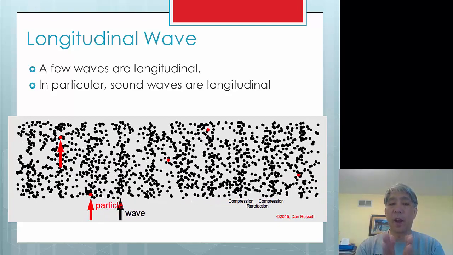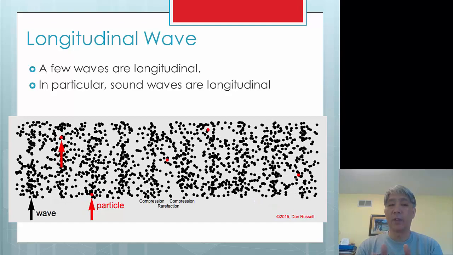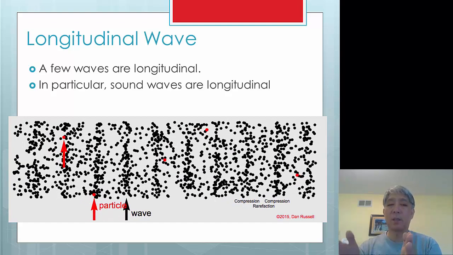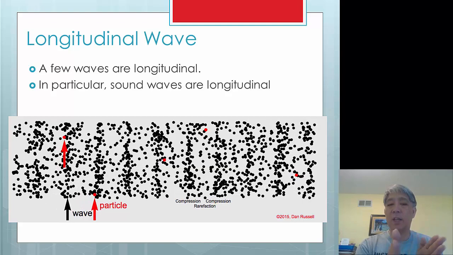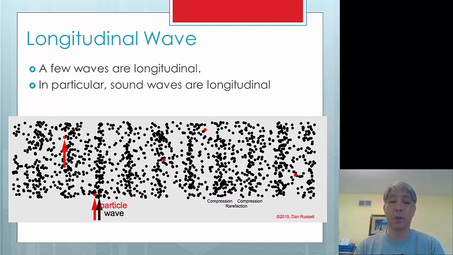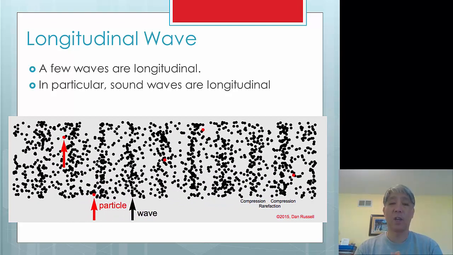If I had a vacuum, like for instance in outer space, I would not be able to hear anything because there's no particles that hit the next particle and the next particle and the next particle. So that's why waves need a medium, with the exception of the electromagnetic and gravitational waves.